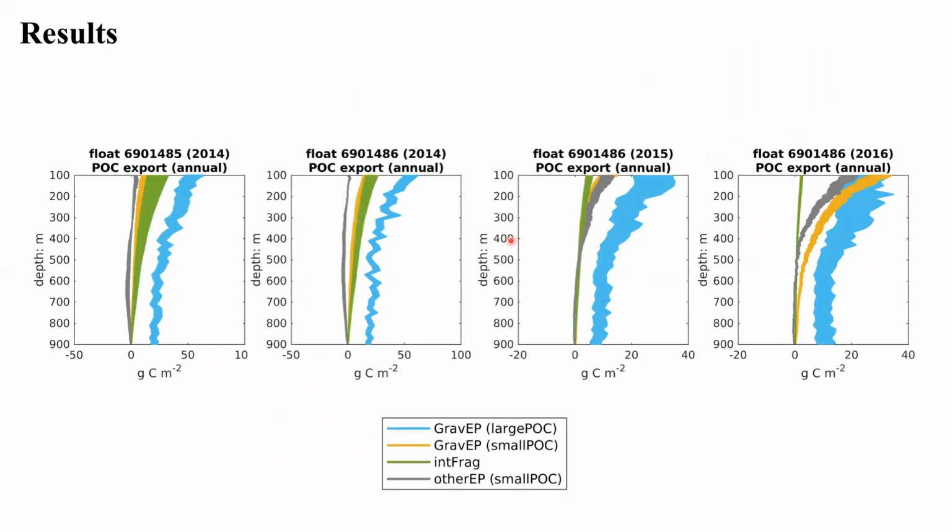But we can also see some differences between these float segments. For example, the green lines. Here the green lines represent the other export mechanisms of small POC apart from the gravitational sinking. So now we are doing more analysis. We are studying whether these differences are true variabilities or just come from the estimate uncertainties.